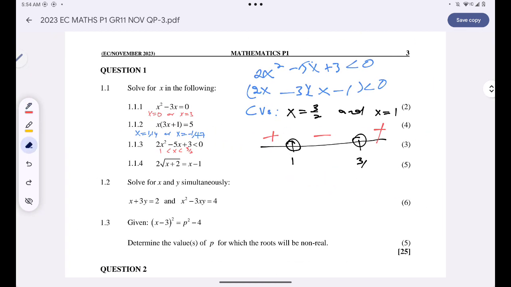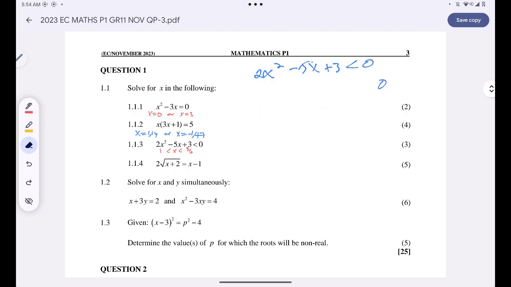Okay, now I need to move to 1.1.4. I'm supposed to solve x now, and I have surds. The first thing that I should do is to remove the surd, right? I have 2 square root of x plus 2 is equal to x minus 1.